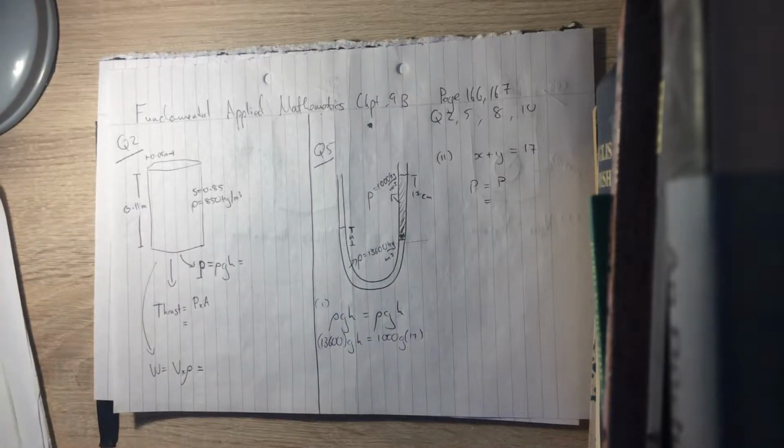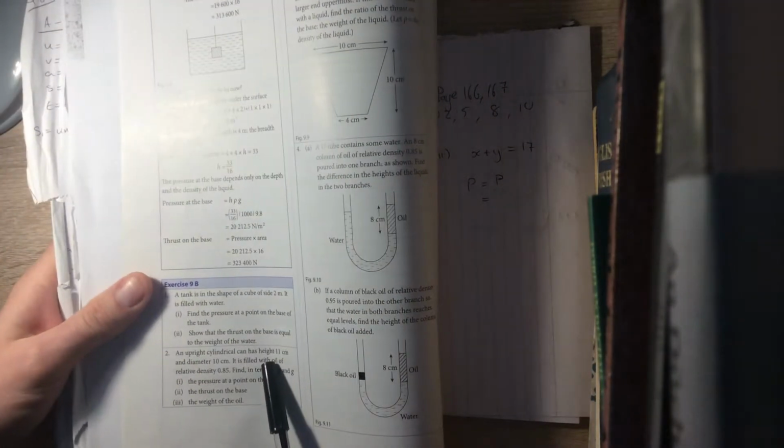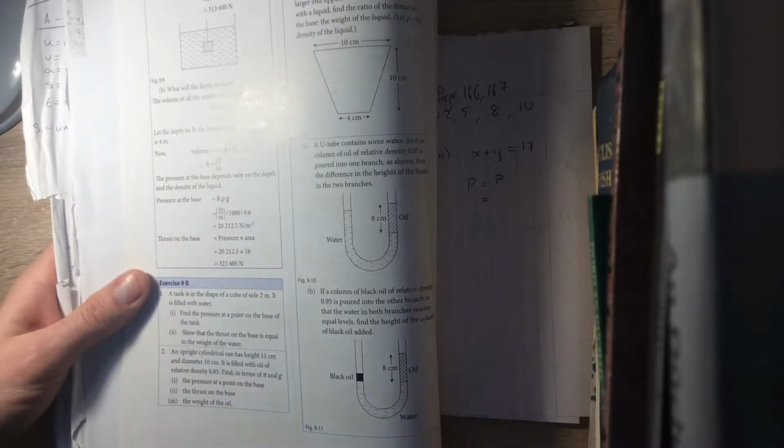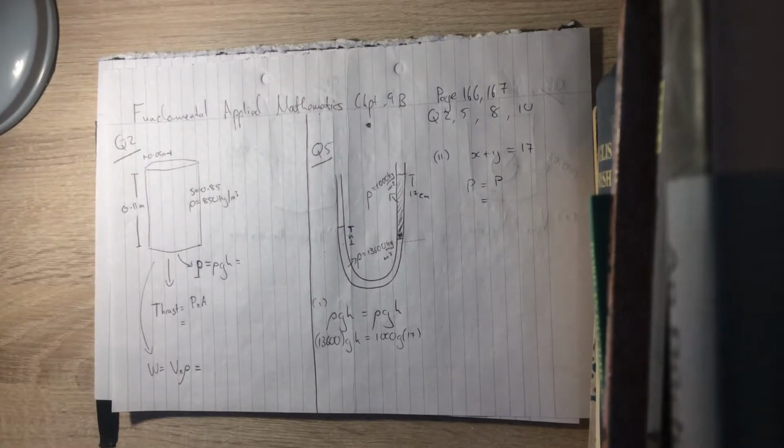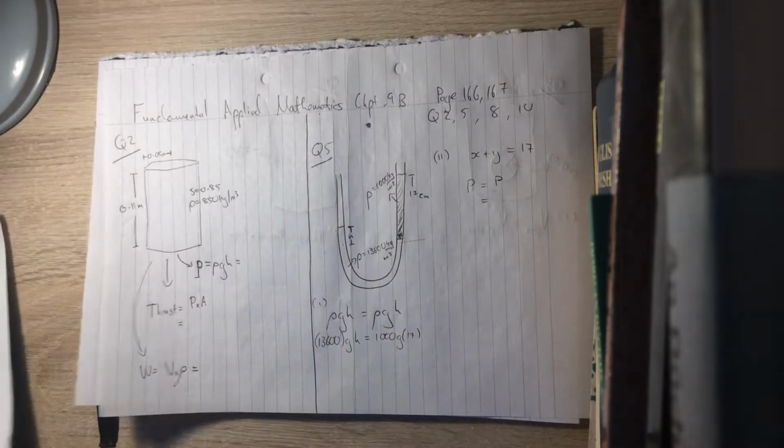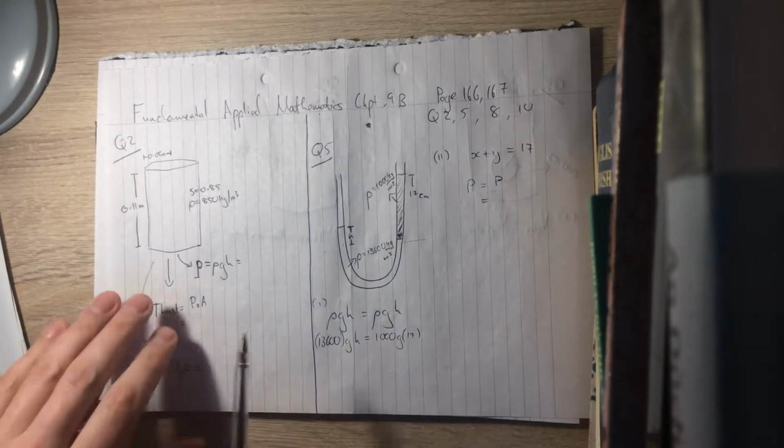Says to us, an upright cylindrical tank has height 11 centimeters and diameter 10 centimeters. It's filled with an oil of relative density 0.85. Find in terms of pi and g the pressure at a point on the base, the thrust on the base, and the weight of the oil. Okay, so the relative density is 0.85, which means the density is 850 kilograms per meter cubed.